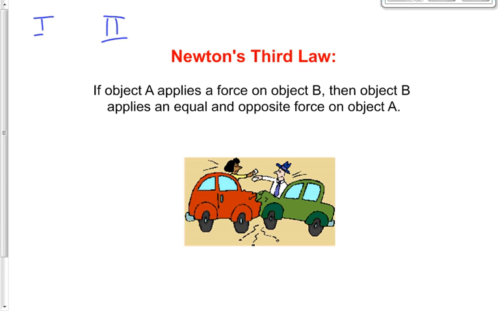We said yesterday that I like to state it in the way that's up on the board right now. If object A applies a force on B, then B applies an equal and opposite force on object A. Why do we like to say it that way as opposed to for every action, there's an equal and opposite reaction? Well, because if we state it that way, what we often do is forget that there's a second object.